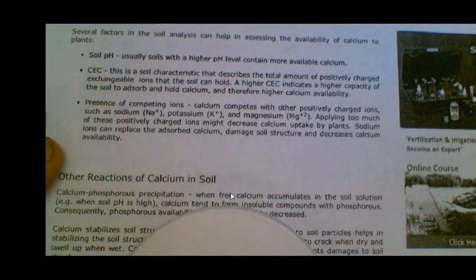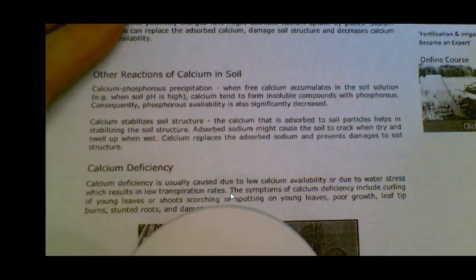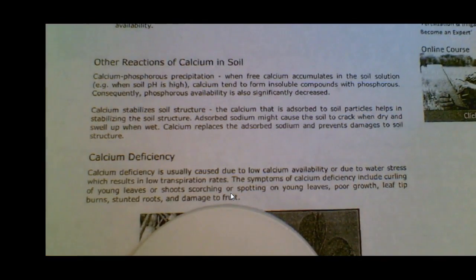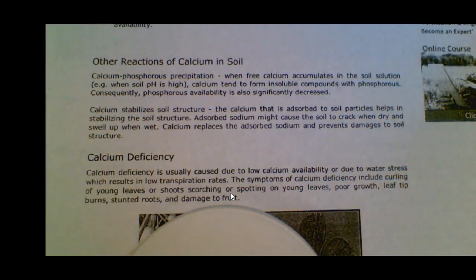Okay, we'll just look at the other last couple reactions of calcium in the soil. We can get a calcium phosphate precipitation, so that happens when we have free calcium accumulate in the soil solution, and that's usually when soil pH is high, and the calcium will tend to form insoluble compounds with phosphorus. So not only is the calcium unavailable, but consequently phosphorus availability is also significantly decreased when this happens.